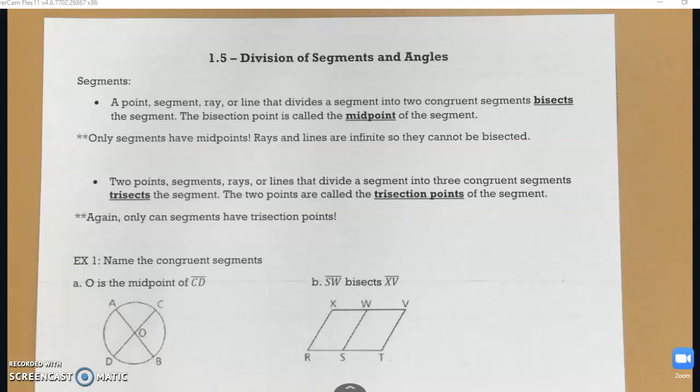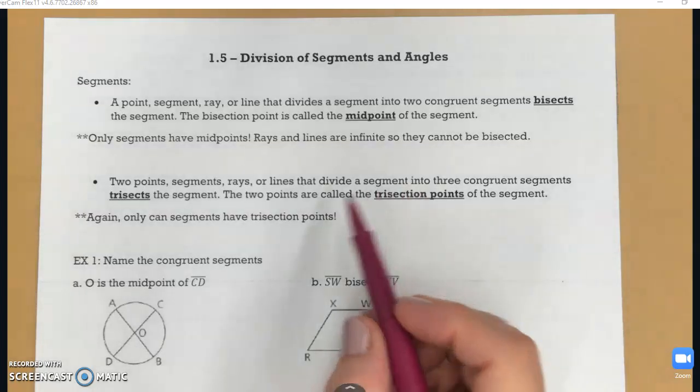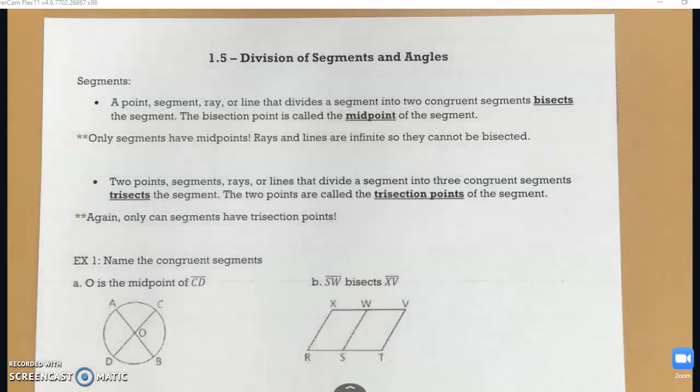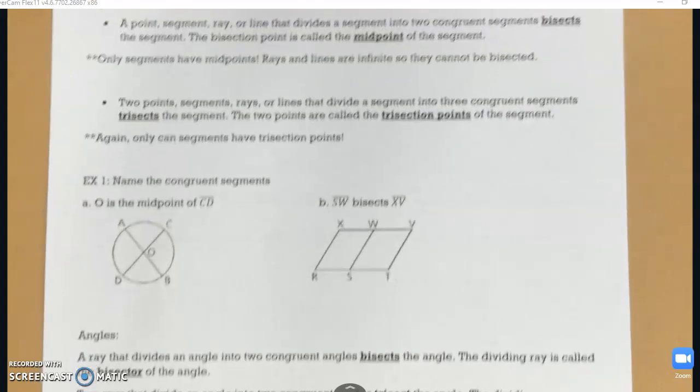And then similarly, if there are two places where I'm dividing a segment into three congruent pieces, that is trisecting the segment. So a tricycle has three wheels. So to trisect means to split into three equal pieces. And then those points where the division happens are my trisection points. And then again, only segments can be trisected because rays and lines are infinite.